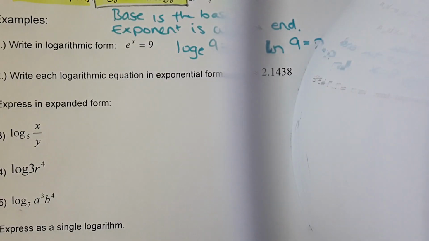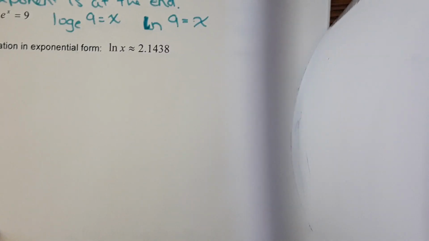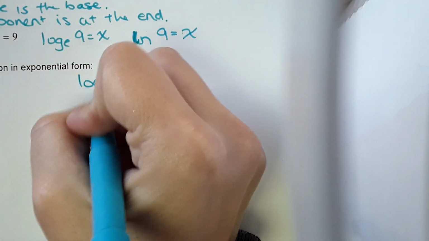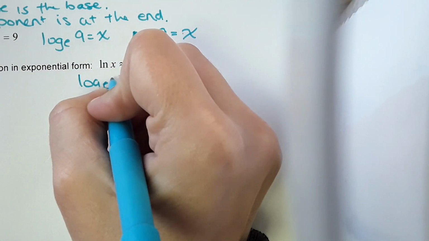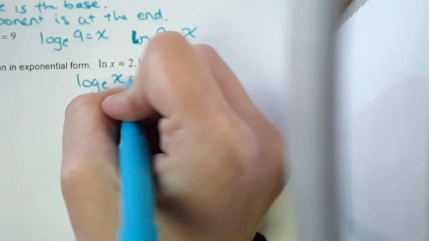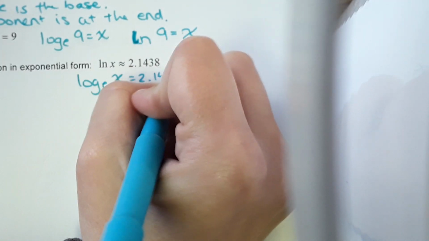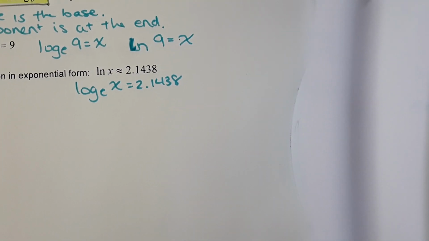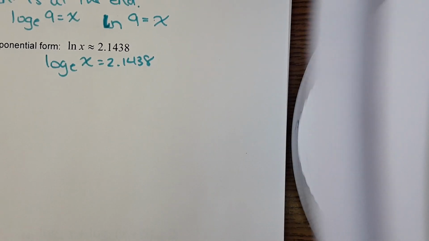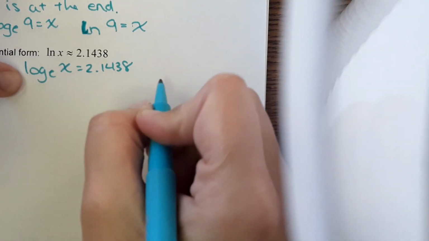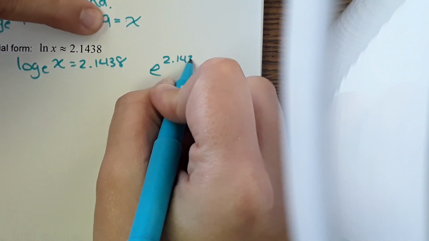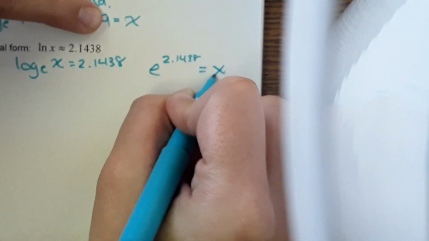Write each logarithmic equation in exponential form. So now we're going kind of backwards. Okay, ln of x. ln is log of e. x equals 2.1438. That's in logarithmic form. Then to go from that to exponential form, base is the base, exponent is at the end, equals x.